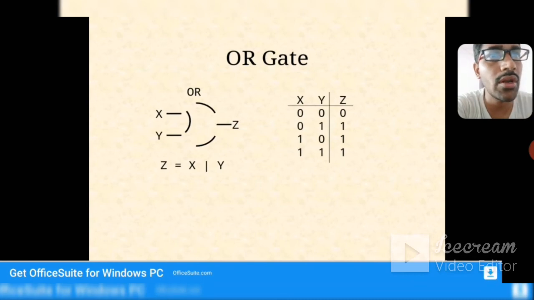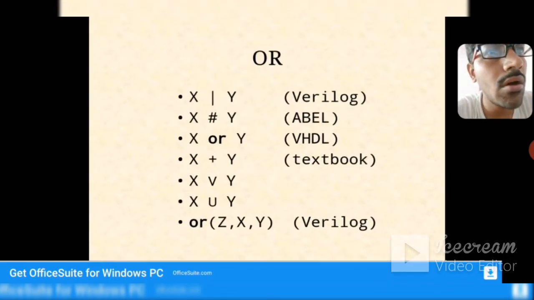The next one is the OR gate. The following symbol is an OR gate. In the truth table, you can observe that if both inputs are 0, then the output is 0, otherwise in all other cases it gives us 1. And this is the mechanism of the OR gate. The OR operation can be represented by a hash symbol, or a pipe symbol, or the English word OR, or a plus symbol, or a V symbol, or a U symbol.